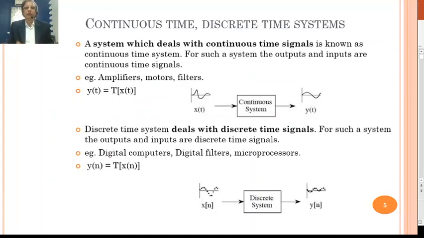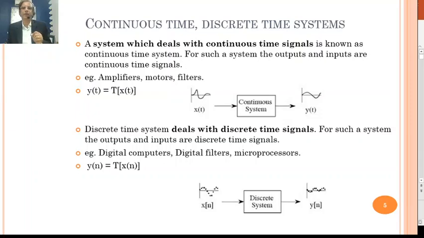Now different types of the system, and the first type is the continuous time and the discrete time system. Now what is the continuous time system? A continuous time system is a system which deals with the continuous time signals. Now we know that there are two types of signals, continuous time and the discrete time. Continuous time signal occurs at every instance of time, whereas the discrete time signal occurs at the discrete instances of time.